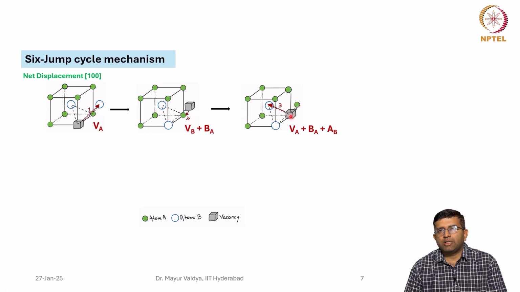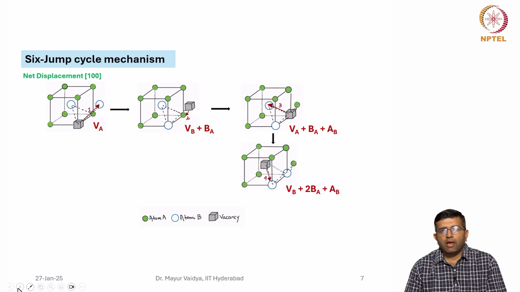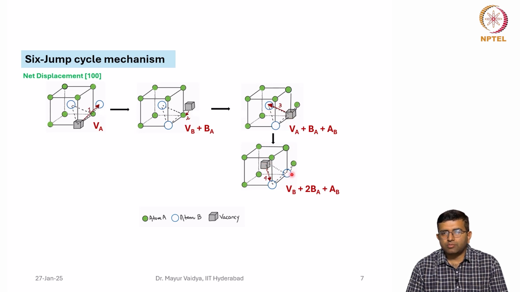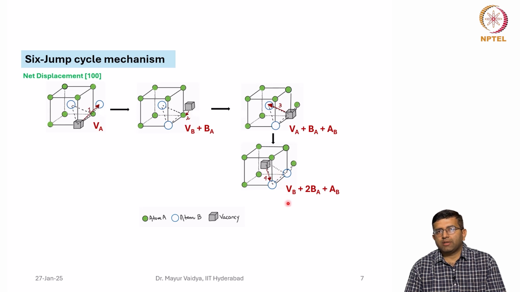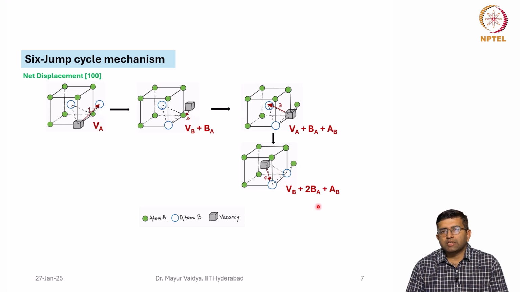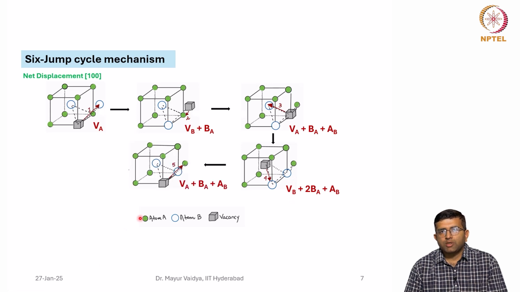In the third jump, this vacancy exchanges its position with this B atom, the body diagonal one, and as a result, the vacancy moves to the B sublattice. So, you have VB, plus both the B atoms are now on the A sublattice. So, you have 2 BA anti-site defects, and there is an AB here. Now, as previously we saw, this is quite a disordered state. Now it will try to restore the order. So, first the exchange happens with this B atom here.